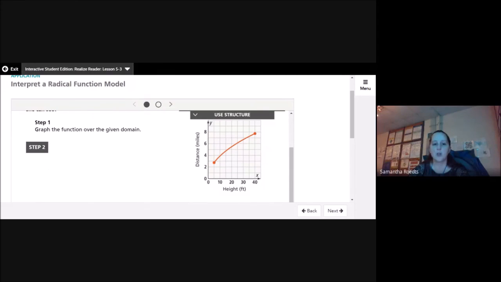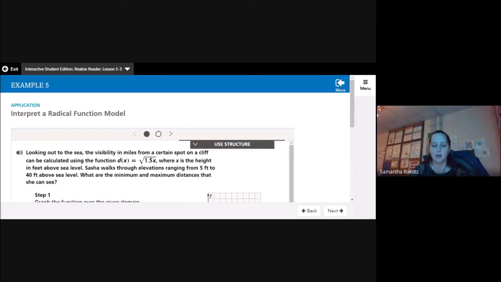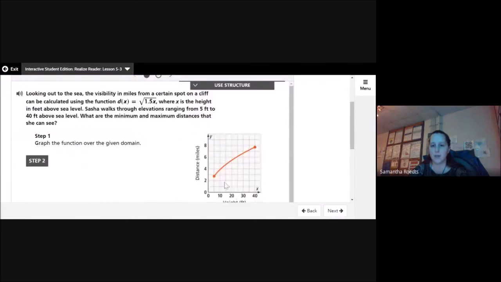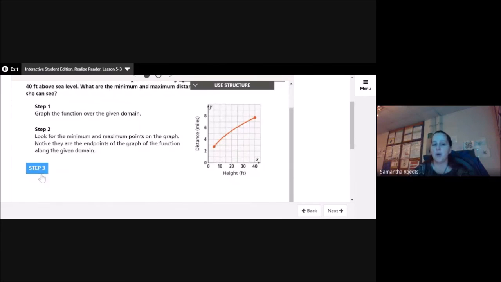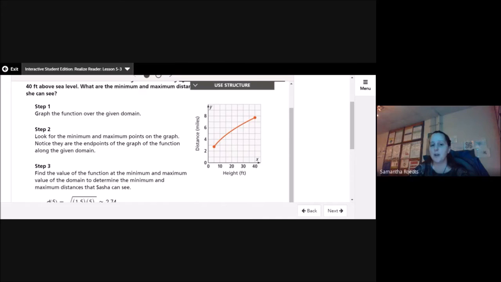So the first thing I want to do is graph the function over the given domain. Okay, so they told me 5 to 40. That's my domain. So I graph, just substituting in points. Step 2, look for the minimum and maximum points on the graph. Notice they are the endpoints of the graph along the given domain. Find the value of the function at the minimum and maximum value of the domain to determine the minimum and maximum values that Sasha can see.